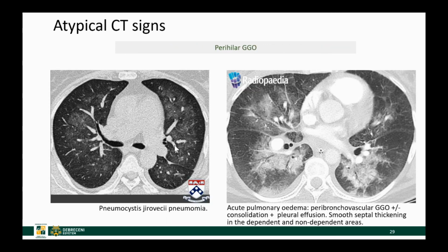As you recall, the typical CT findings of COVID-19 are bilateral, peripheral, and they are more pronounced in the dorsal-basal segments. Here I am showing you two cases which are almost exactly the opposite of that. So a case of bilateral perihilar ground glass opacities in a case of Pneumocystis jirovecii pneumonia, and another case of perihilar ground glass opacities and consolidations, accompanied by bilateral pleural effusions, in a case of acute pulmonary edema.